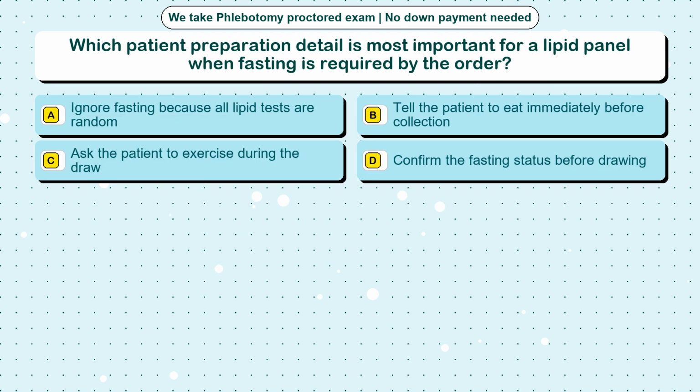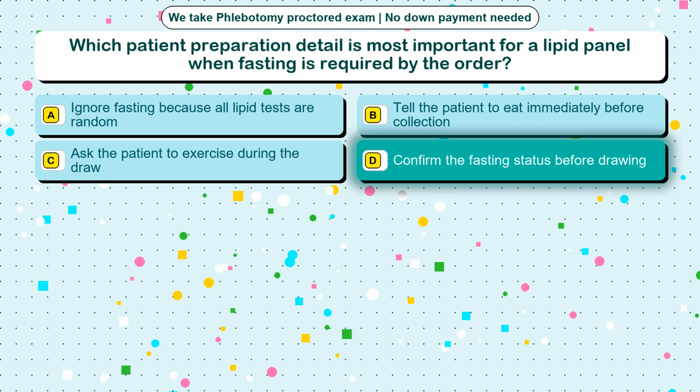Question 66. Which patient preparation detail is most important for a lipid panel when fasting is required by the order? Option A. Ignore fasting because all lipid tests are random. Option B. Tell the patient to eat immediately before collection. Option C. Ask the patient to exercise during the draw. Option D. Confirm the fasting status before drawing. The correct answer is option D.